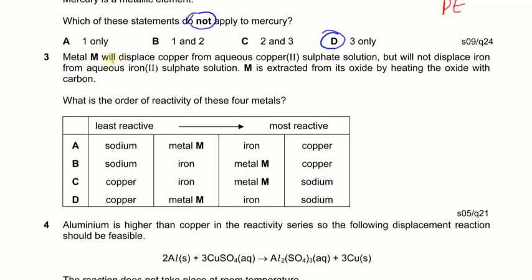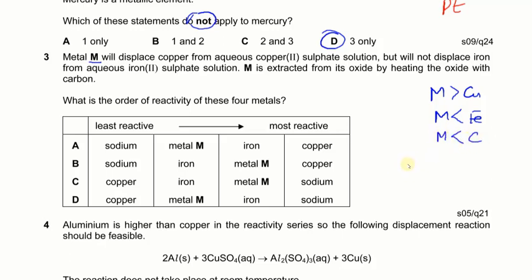Metal M will displace copper from aqueous copper sulfate. Okay, it is possible if M is more reactive than copper. So you can say M is more reactive than copper, but will not displace iron from iron sulfate solution. So you can say M is less reactive than iron. Metal M is extracted from its oxide by heating the oxide with carbon. So that means M is less reactive than carbon.